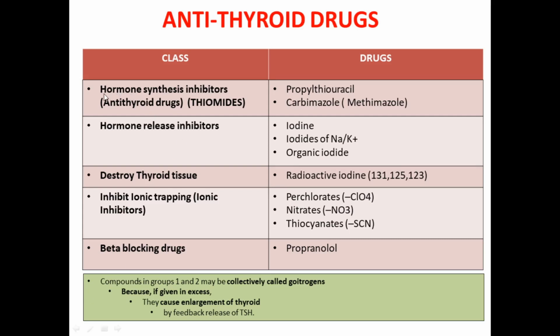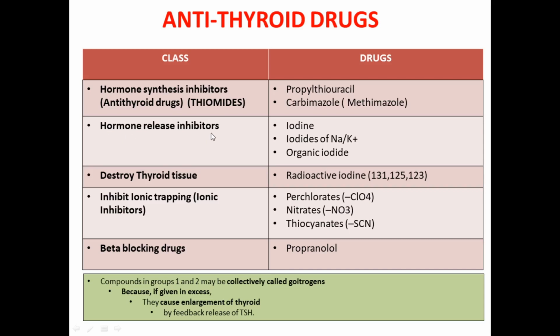So the first class is hormone synthesis inhibitor. Here you can see the word synthesis, so this drug is going to act in the synthesis part. So what are the drugs? Propylthiouracil, and the next one is carbimazole, and in brackets you can see methimazole. Why is that written in brackets? Because once carbimazole enters our body, it will get converted into methimazole, and this methimazole is going to act on the target. The next one is hormone release inhibitor.